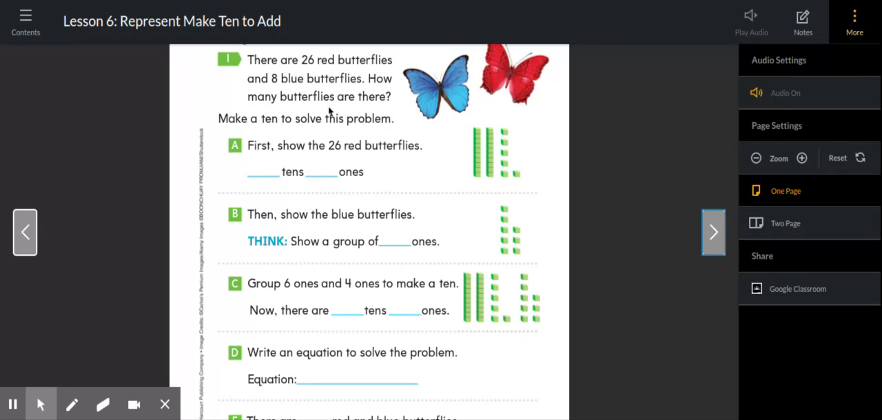So what are we doing? We are adding. Make a 10 to solve this problem. First, show 26 red butterflies. So right over here, they're showing us. They did that part for us. 26, 2 10s and 6 1s.